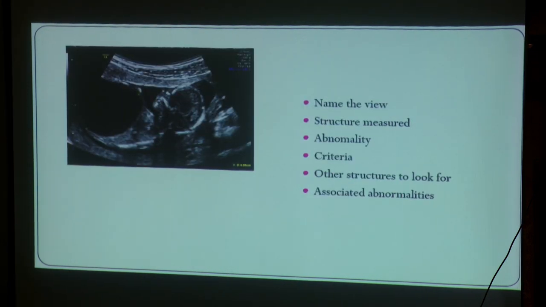Now name the view. What is the structure measured? What is the abnormality and criteria for it? What other structures to look for? Here we have a large urinary bladder. This is the enlarged fetal urinary bladder.